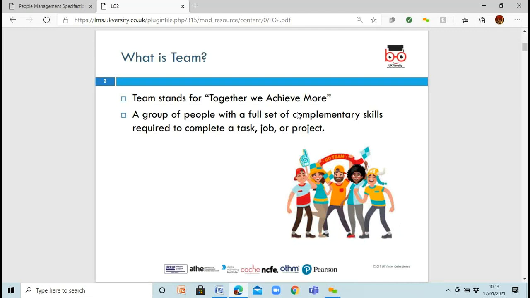So what is a team? Now we've got a definition here where it says team stands for together we achieve more. So it's a group of people that have a set of complementary skills. They work together, they gel together, and they're required to actually complete a task or a job or a project. So that is a team.